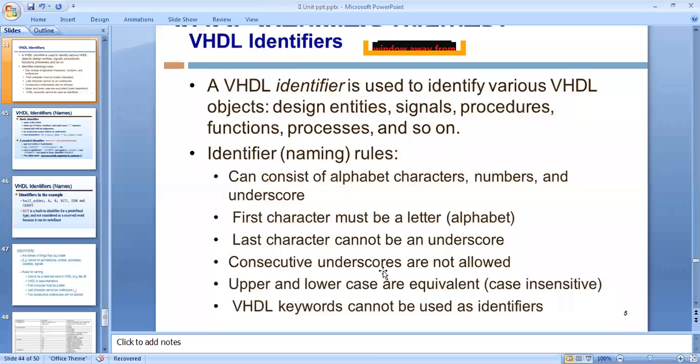Consecutive underscores are not allowed.